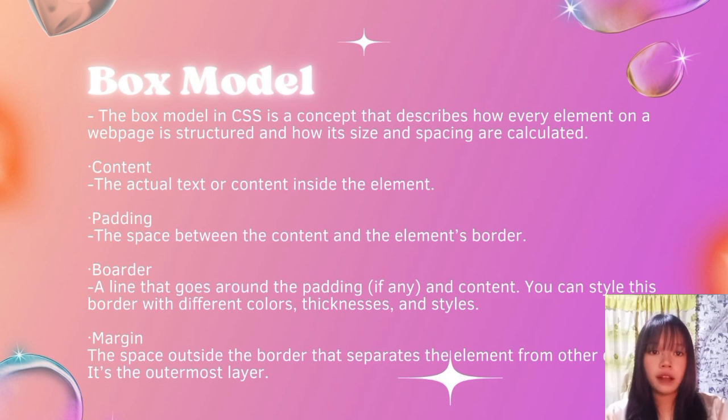Next you have the padding, the space between the content and the element's border. Next is the border, a line that goes around the padding, if any. You can style this border with different colors, thickness, and style. From the word itself, it is the border of the website.